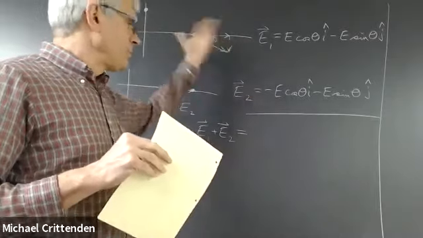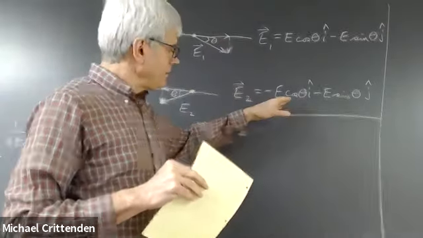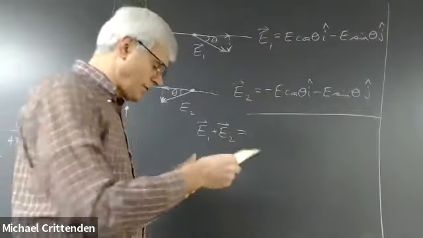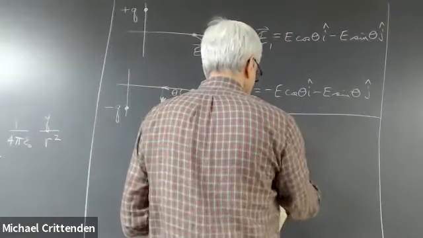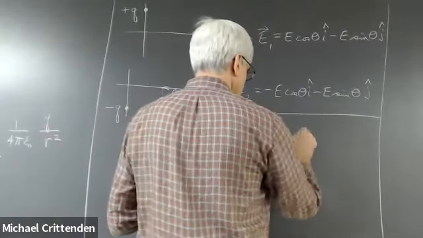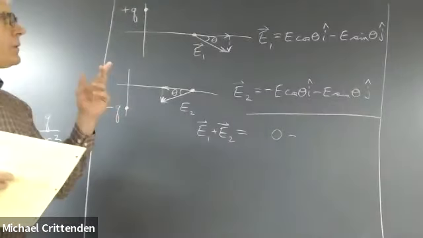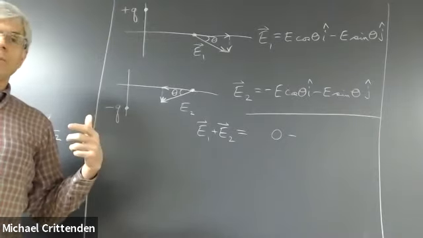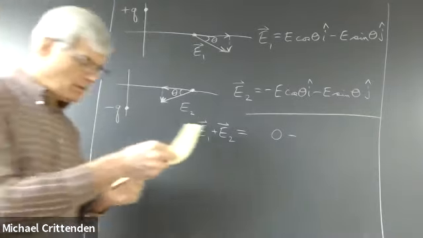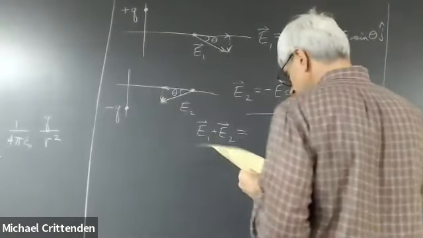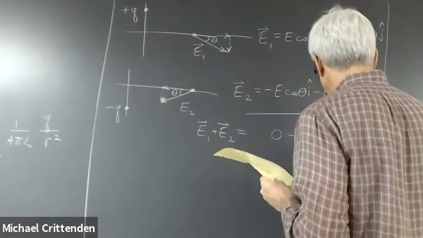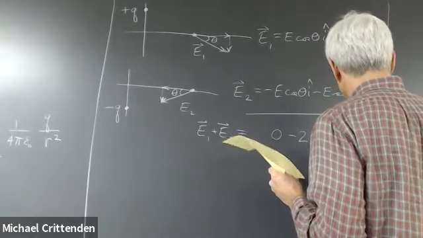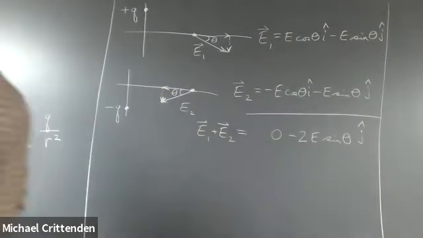When you superpose them, when you add them together, the X components cancel each other out. They're the same size. One is to the right, one is to the left. So you get nothing for X. The Y components are also the same size as each other, but they both point in the same direction. So you've got 2 times E sine theta for the Y component.